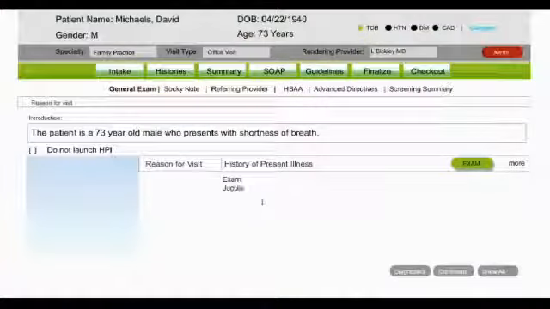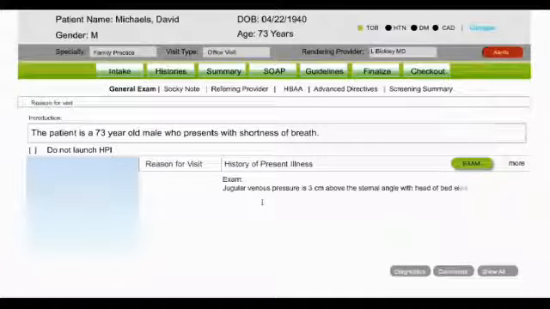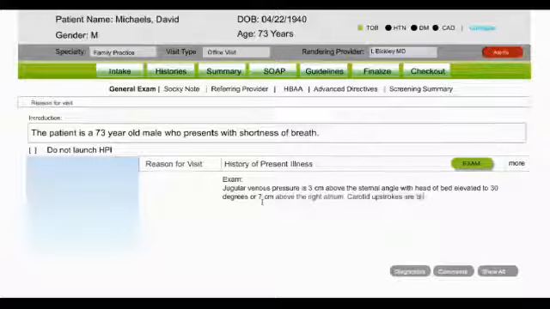A clear, well-organized clinical record, employing language that is neutral, professional, and succinct, is one of the most important adjuncts to patient care. For a healthy patient, your write-up might include language such as, Jugular venous pressure is 3 centimeters above the sternal angle with head of bed elevated to 30 degrees or 7 centimeters above the right atrium. Carotid upstrokes are brisk without bruits.